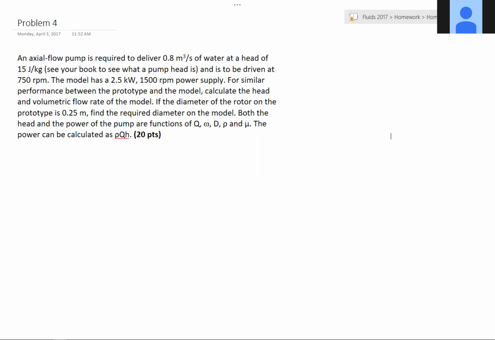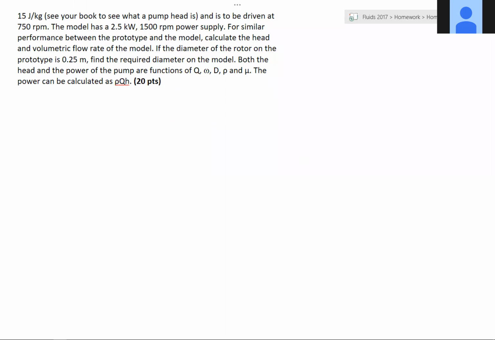All right. So we have a Q, we have an H, and note the units of it. An omega, we have a 2.5 kilowatt. That's the power, 1,500 RPM. That's the omega. Similar performance between the prototype and the model. We're looking for the H and the Q. That's where we're going to start, and then we're going to figure it out.